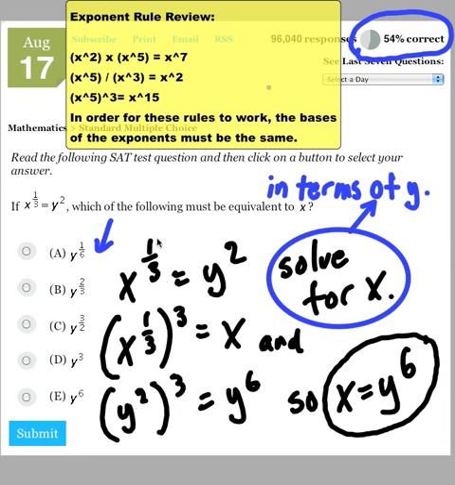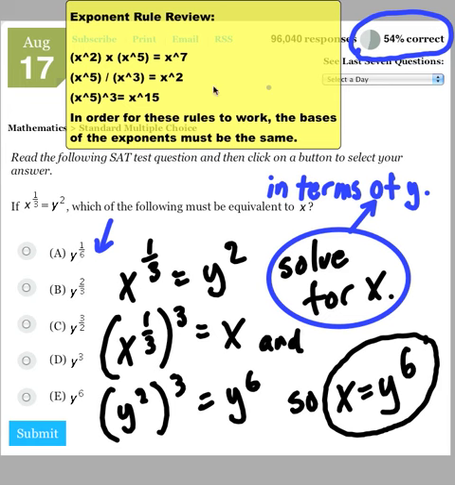Let's start with the original equation, x to the 1/3 equals y squared. Well, how do I turn x to the 1/3 into x? Well, I need to get rid of the 1/3. And the way to get rid of the 1/3 is to turn it into 1. So how do I turn 1/3 into 1? Well, I need to multiply it by 3.